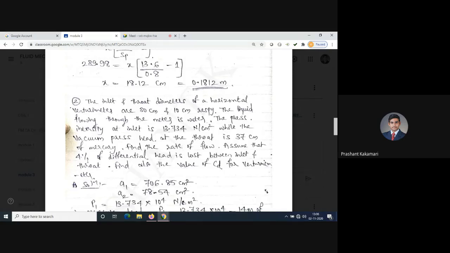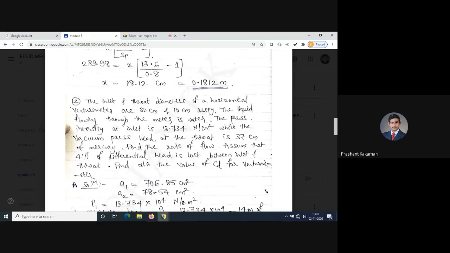So this is the loss. Loss they have given 4% between inlet and the throat. Find also the value of CD for the venturimeter. So CD value is also not given. Discharge value is also not given. These two we need to find out by converting this pressure into heads and considering this 4% loss in the venturimeter at the inlet and throat.